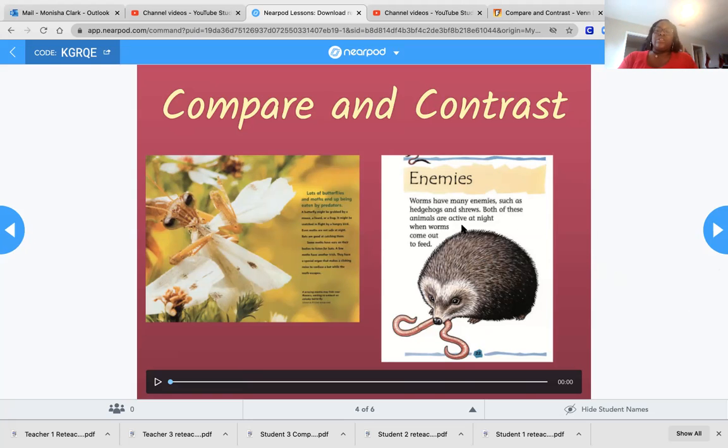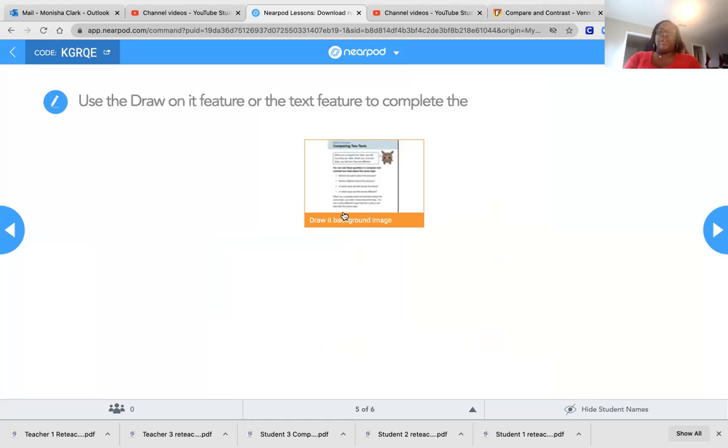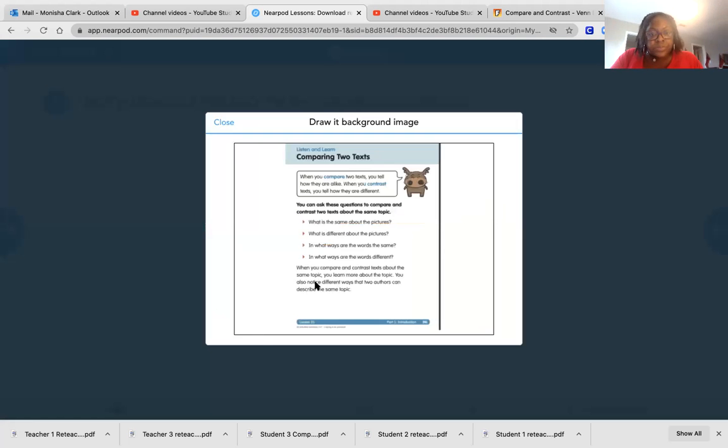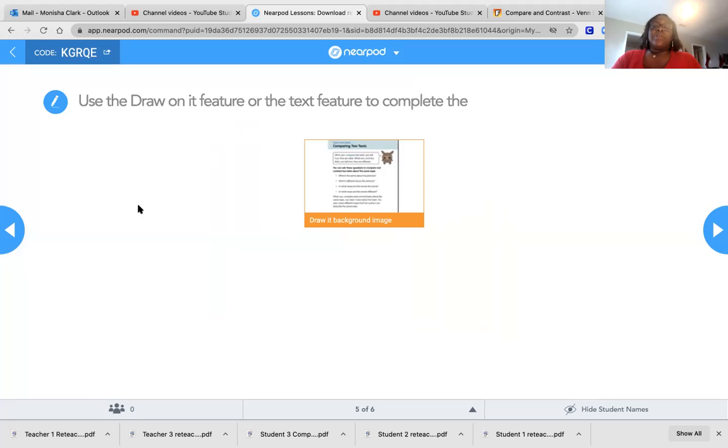So now you're going to go ahead and fill in the questions here. Make sure that you write complete sentences. Make sure that it is neat. If you're using the text feature, make sure that it is small enough and it is not overlapping the other words. Remember, this is your grade, so you want to do your best.